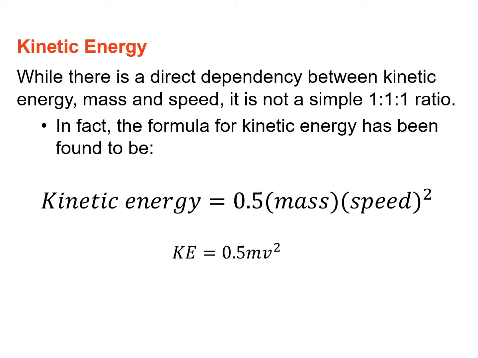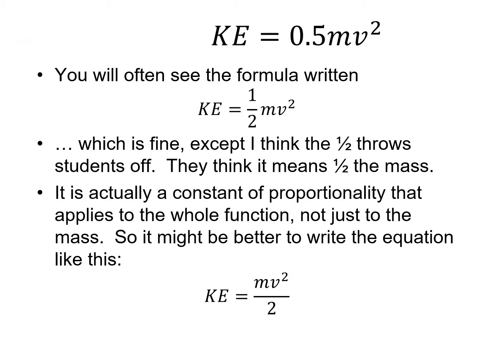So the equation is not quite as straightforward as a 1-to-1-to-1 ratio like it was for work. But in fact, the formula has been found to be kinetic energy equals mass times speed squared of the object times 1/2. Or maybe a better way to write it is to say it's mass times speed squared over 2.